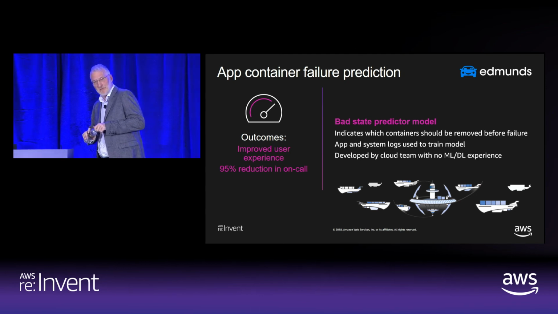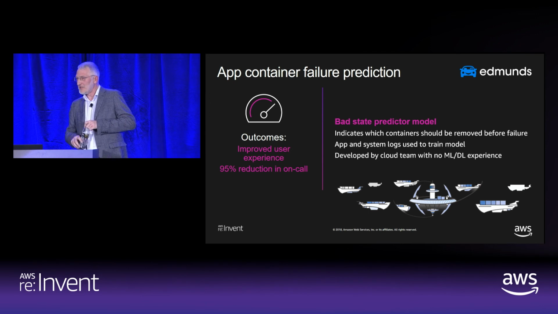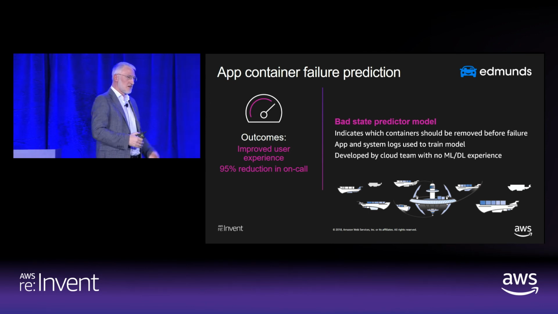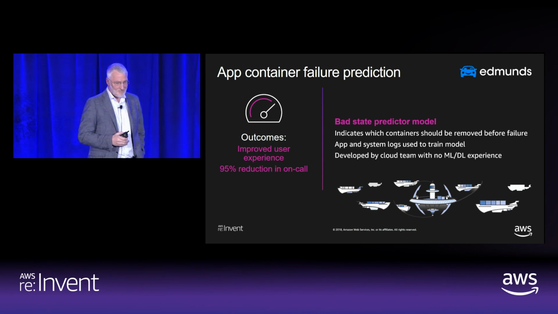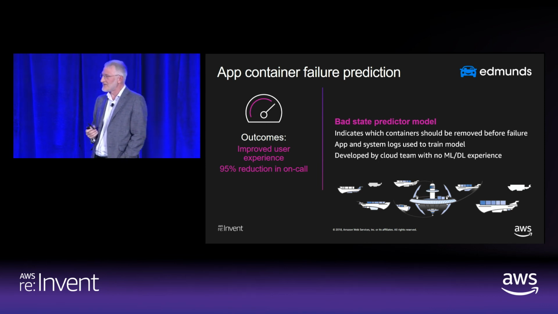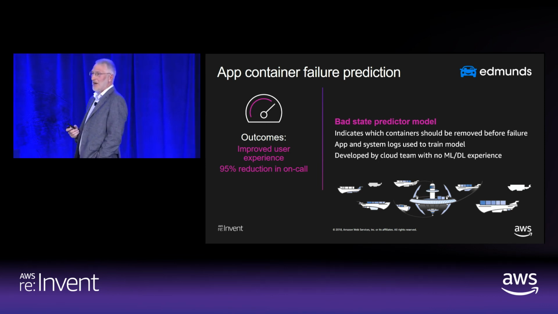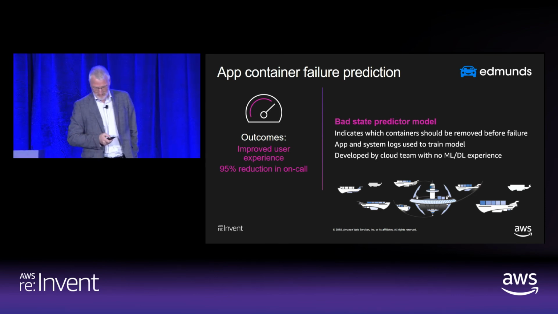So they used SageMaker to build the model, and they were able to do this on their own without any machine learning AI expertise. And they coined a phrase around this. They're calling this AI ops, which I think is kind of cool.